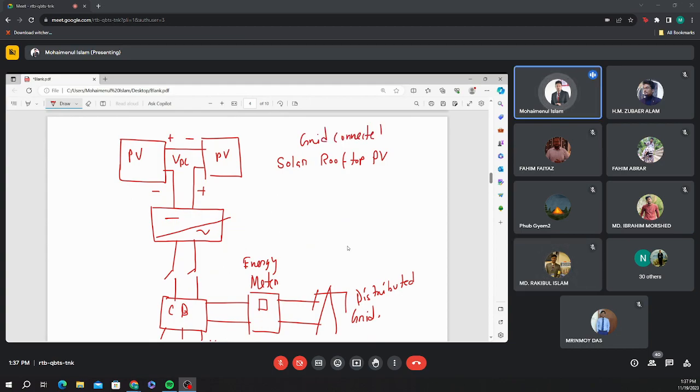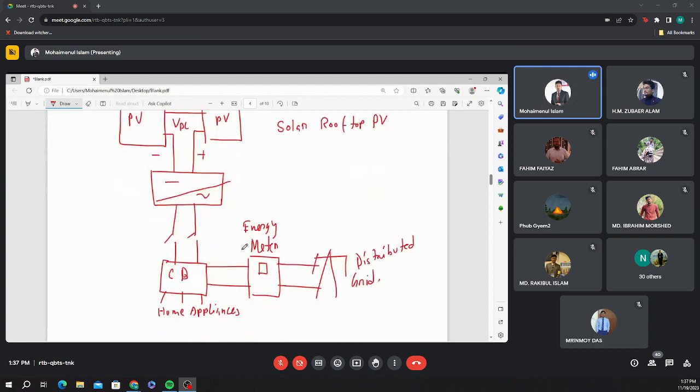As we don't have any transformer type of things here, you see, we only have the inverter, and then you are sending it to the energy meter by using some circuit breaker and then connecting it to the distribution grid. That energy meter or the net metering system should have some algorithm, okay, that can adjust the whole thing with the distribution grid and send the energy to the grid.